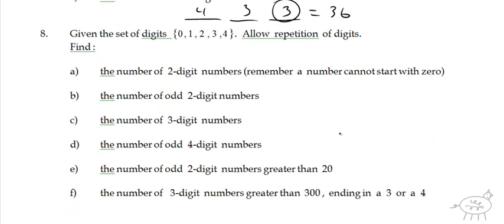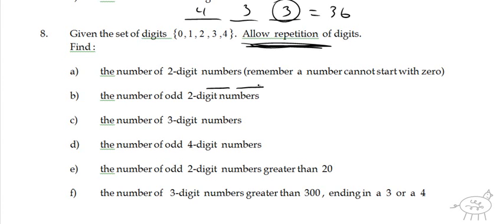Okay? Number 8, given the set of digits 0, 1, 2, 3, 4, allowing repetition, again, very important. Find the number of 2-digit numbers. Remember, a number can't start with 0. That's important. Okay, the other ones didn't have a 0 here. Now you can't start with 0. So it's 2-digit number.